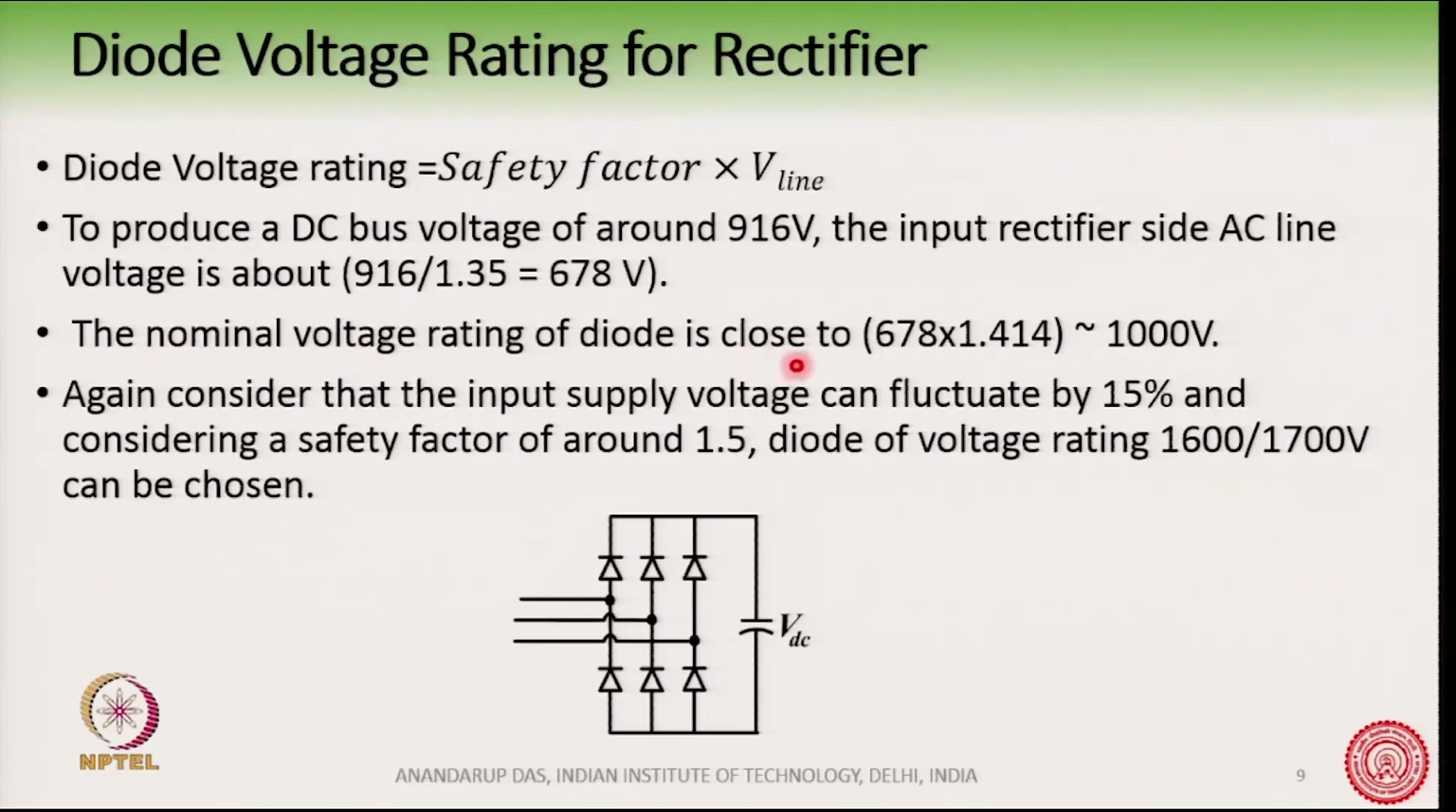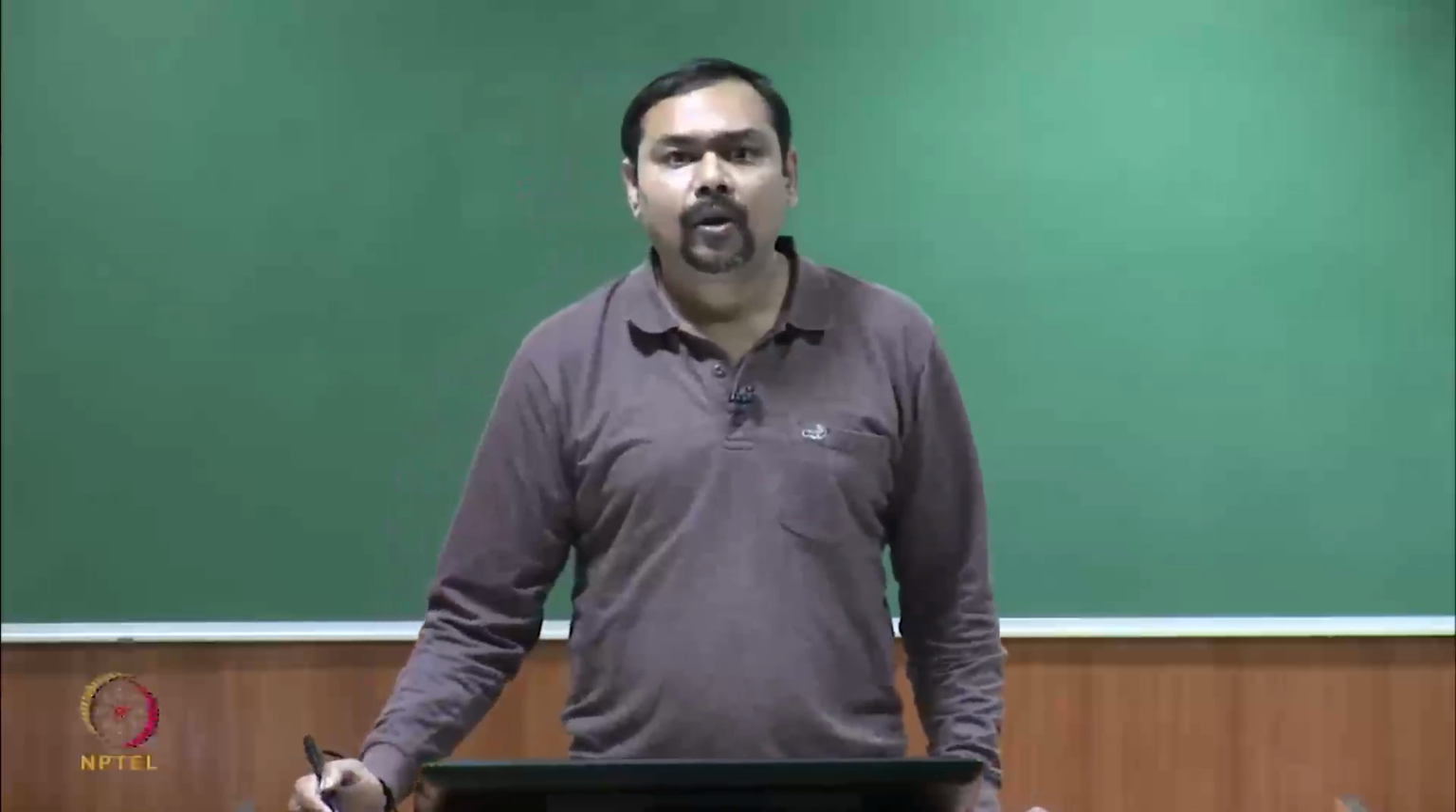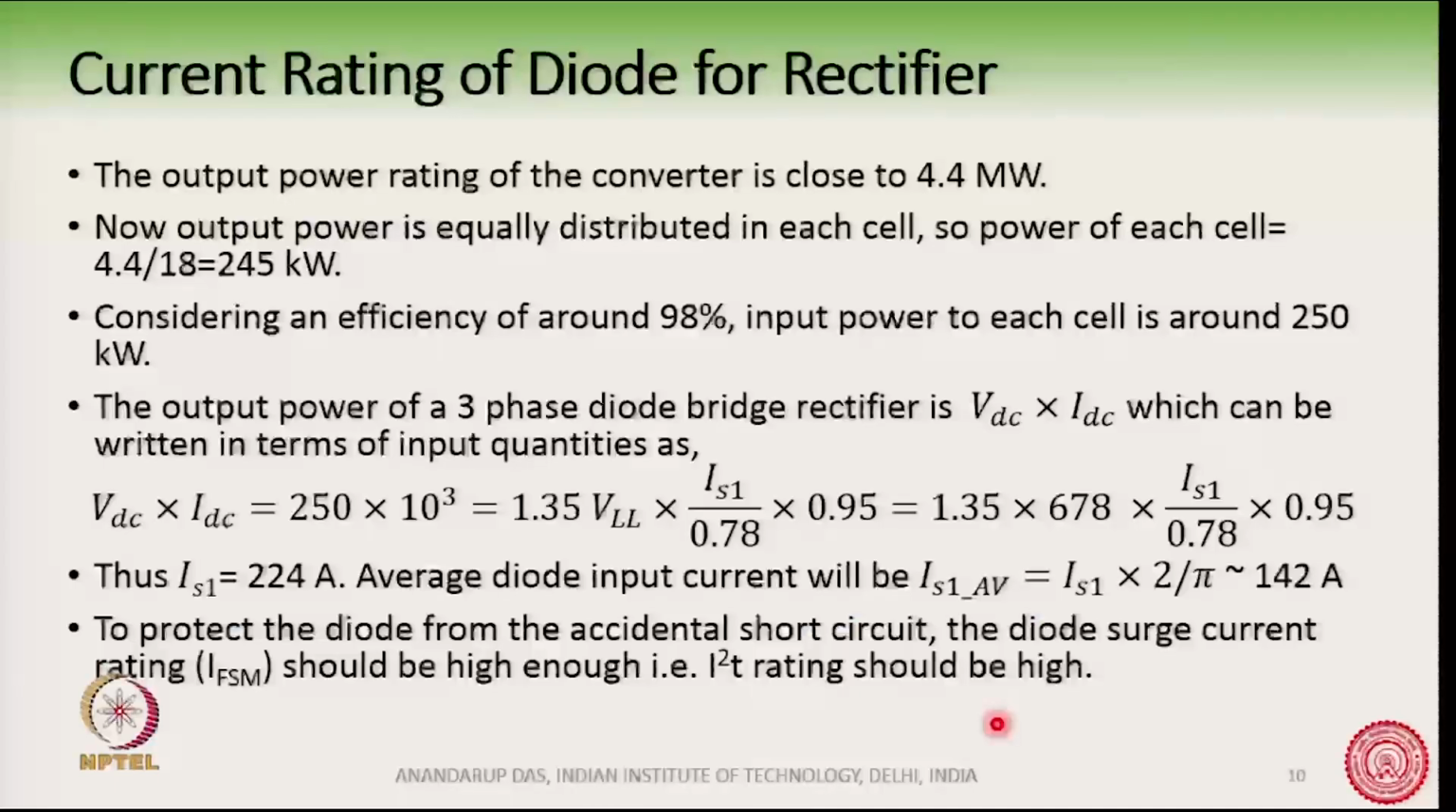Now, the nominal voltage rating of the diode is close to about 1000 volt. Again, considering all these safety factors, a diode of about 1600 or 1700 volt can be chosen as the voltage rating of the diode. And then we can also see what the current rating of the diode for the rectifier is. The output power rating of the converter is close to 4.4 megawatt. The output power is equally distributed in each cell, we are assuming, so the power of each cell is about 245 kilowatt.